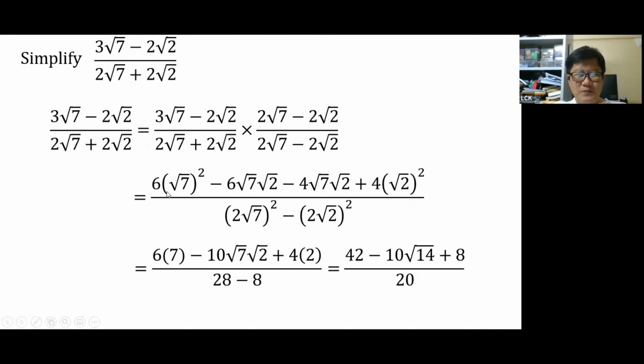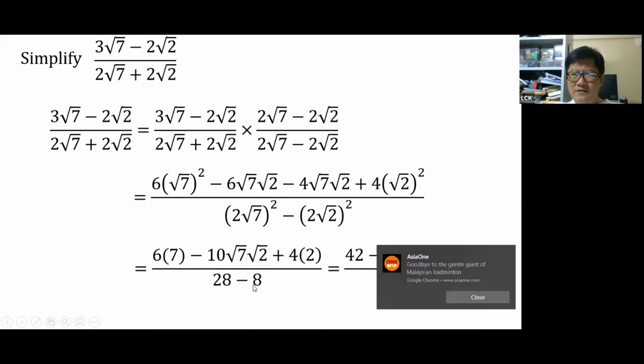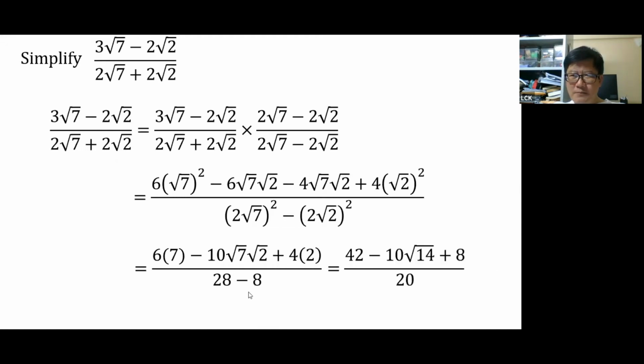to simplify things. You have 6 times 7 here. This square root 7 squared becomes a 7. This square root 2 squared becomes a 2. So the 7 comes from here, the 2 comes from here. Minus 6 minus 4, you get a minus 10 here. Now the denominator, 2 squared is a 4, and 4 times 7 is a 28. This is a 4 times 2 is an 8 here. So 28 minus 8 is 20. All right, so 6 times 7 is 42. 7 times square root 7 times square root 2 is a square root 14. 4 times 2 is an 8 here.